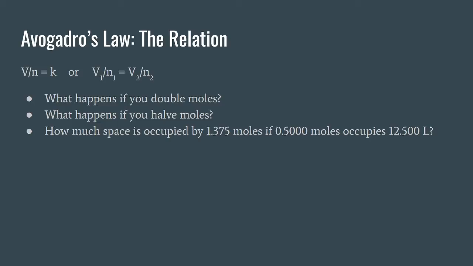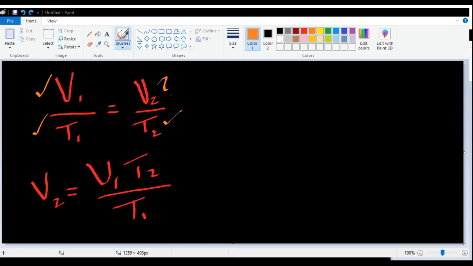And this one is stated a little weird, but the math is, again, fairly easy on this one. Okay, half a mole occupies 12.5 liters. How much volume do you need for 1.375 moles?